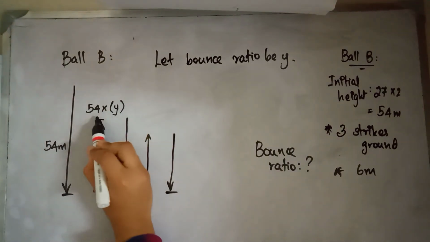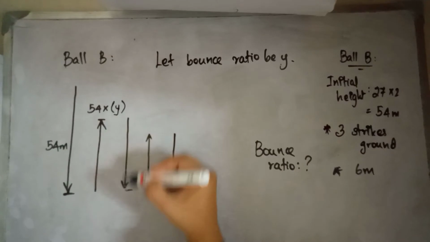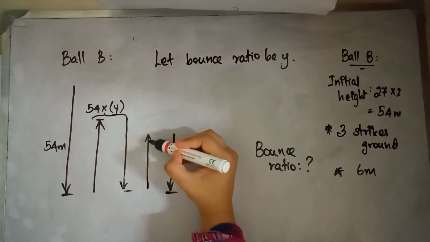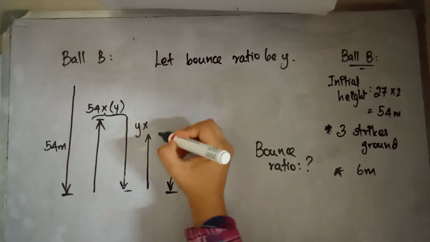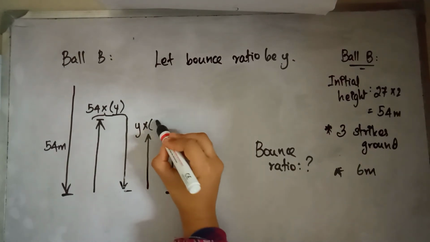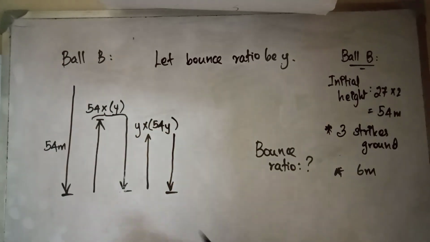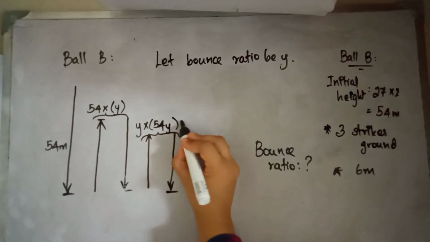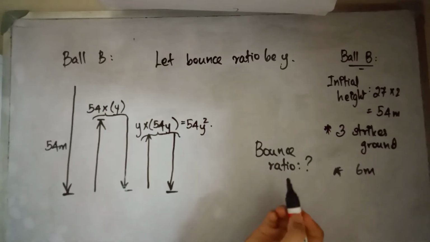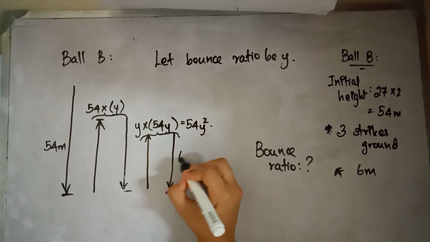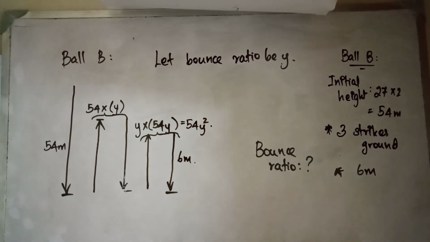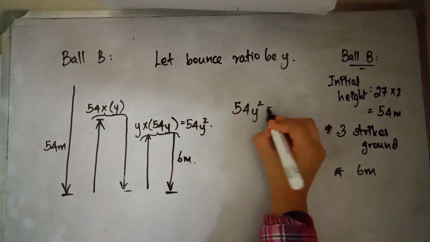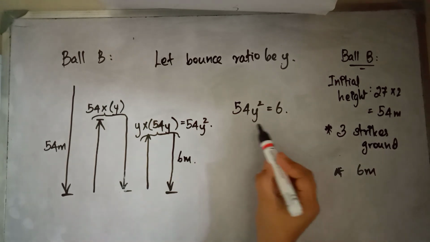So we'll have initial height into y. It goes down again, so both of this will be equal to 54y. And this height to which it comes up will be bounce ratio into the previous height, and that previous height is 54y. So both of these heights will be equal to 54 into y square. The question states that this height is equal to 6 meters. So 54 into y square is equal to 6 meters. Now we'll have to solve this and we can find the fraction.